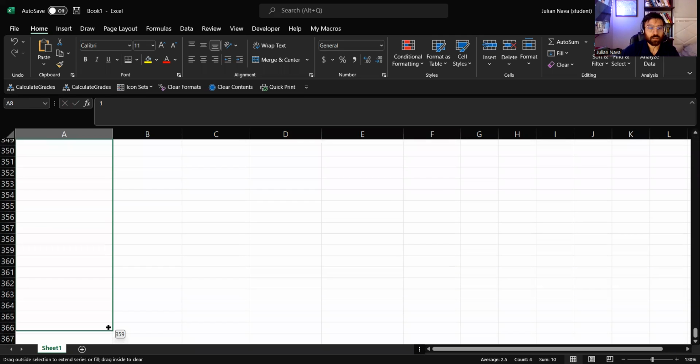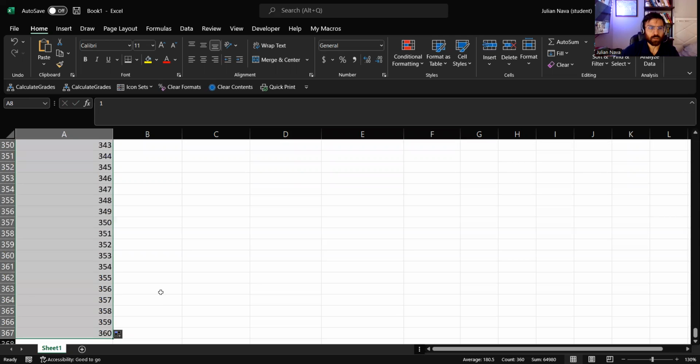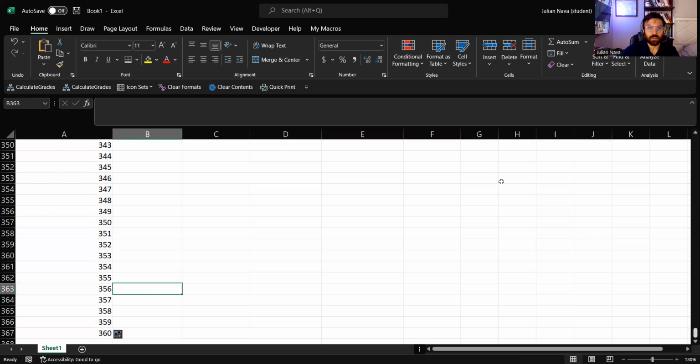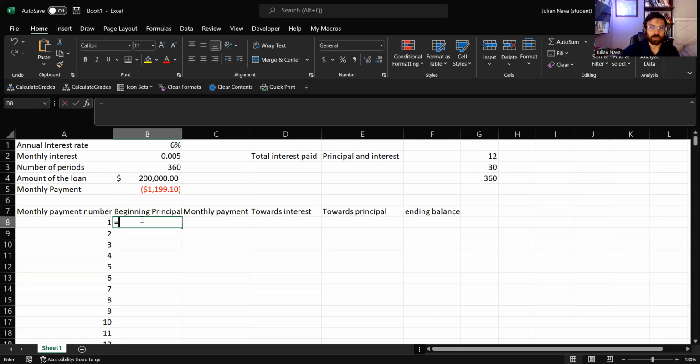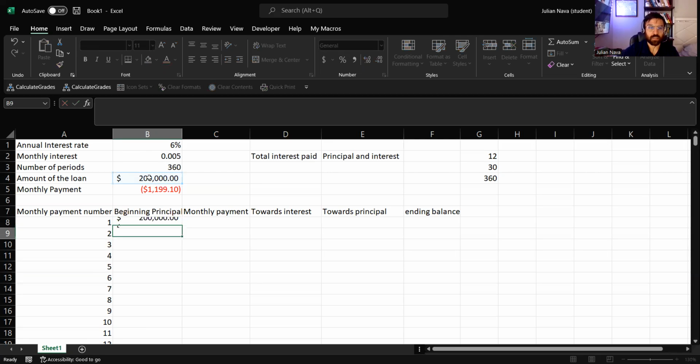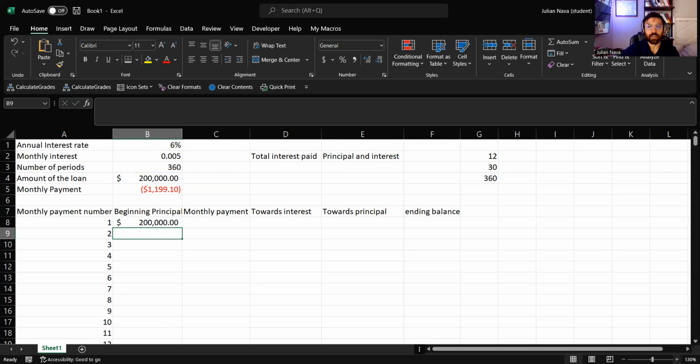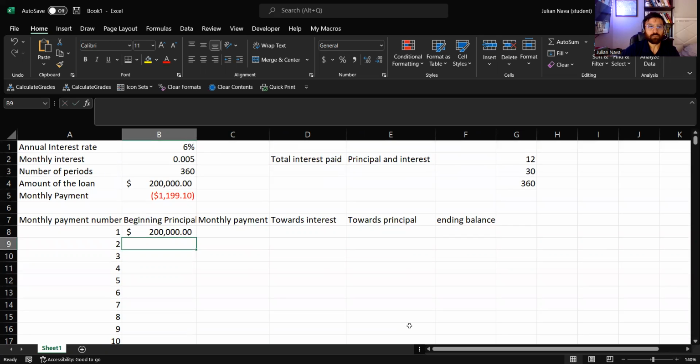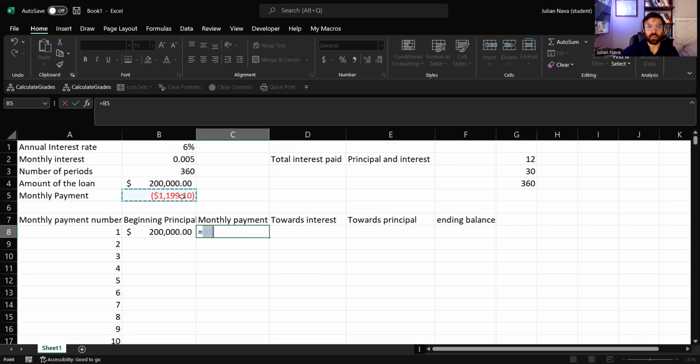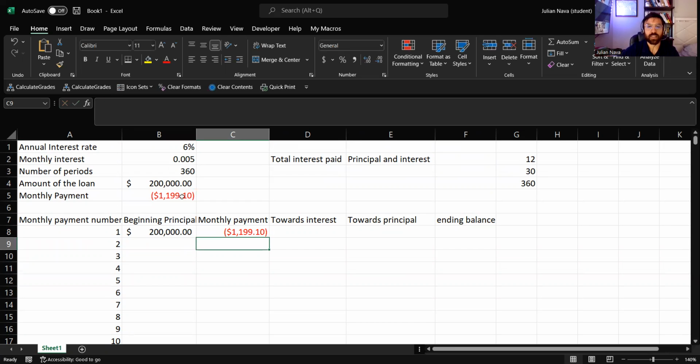$360. All right, and it's going to come all the way down. Perfect. All right, the beginning principal is of course $200,000. So this is saying that this is our first month payment. The beginning principal is $200,000 with our monthly payment of $1,199.10. How much is actually going towards interest and how much is going towards the principal?